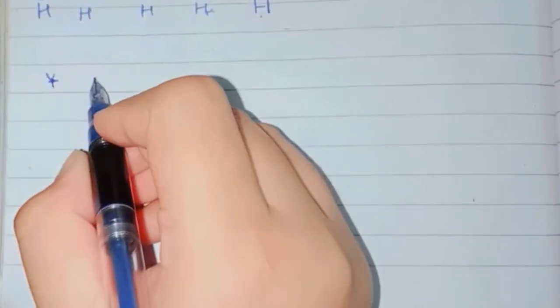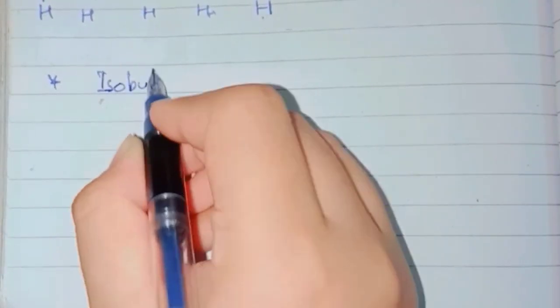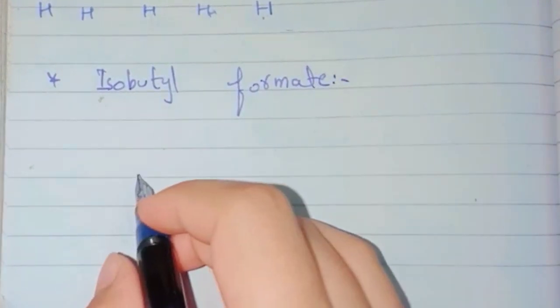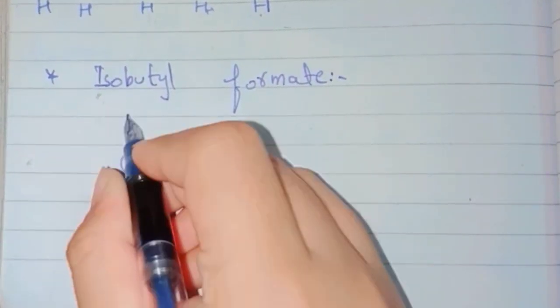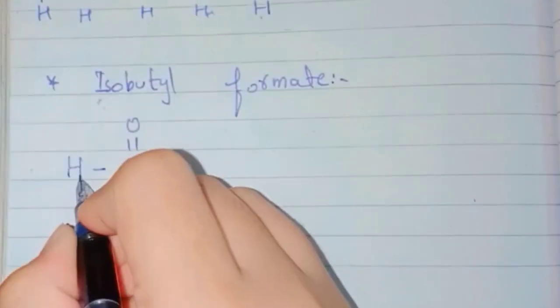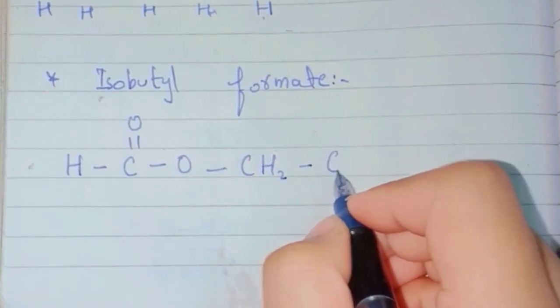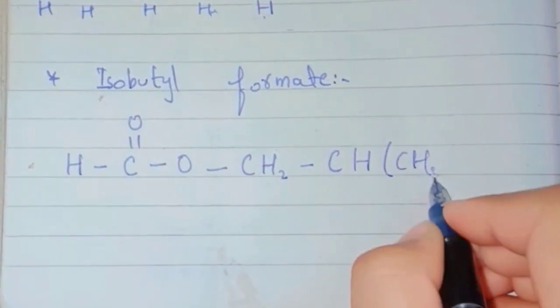The last example is isobutyl formate, in which we first draw the ester group, in which the terminal carbon has two oxygens, one connected with a double bond and one with a single bond. Then we draw the methylene group and isopropyl, which collectively are called isobutyl.